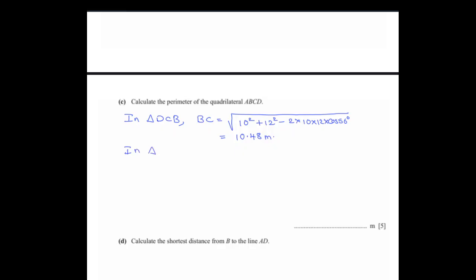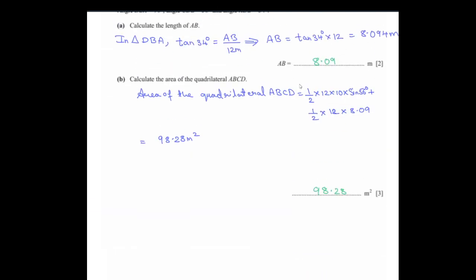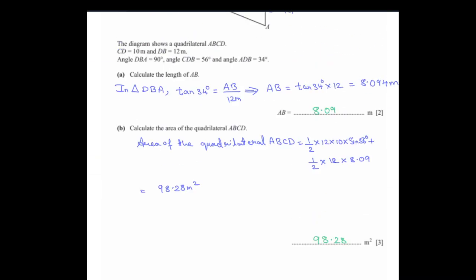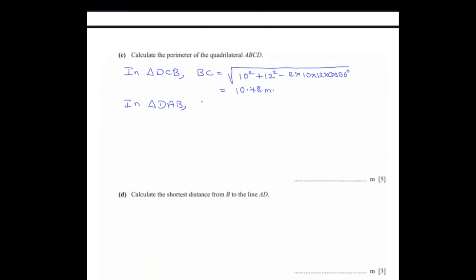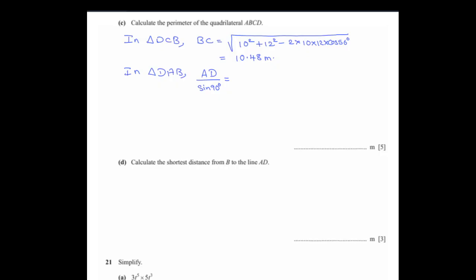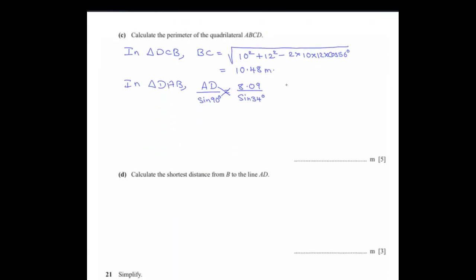Now in triangle DAB, we need to find the side AD. So take the sine rule here. AD by sine 90 is equal to AB by sine 34. What is AB? We got 8.09, no? 8.09 by sine 34. Yes. Cross multiply, you will get the value of AD.